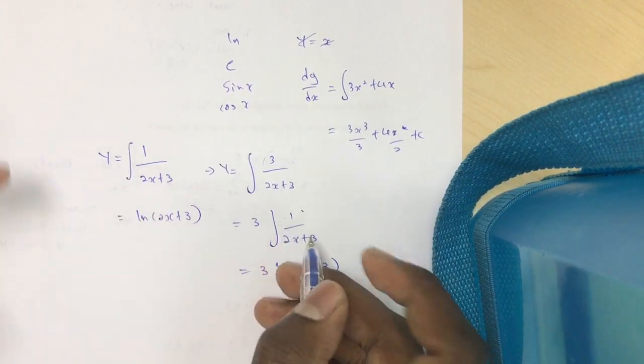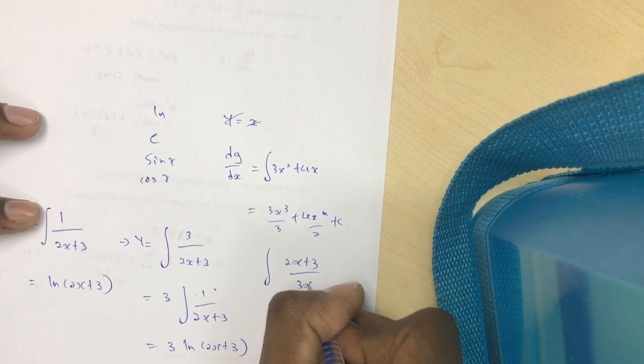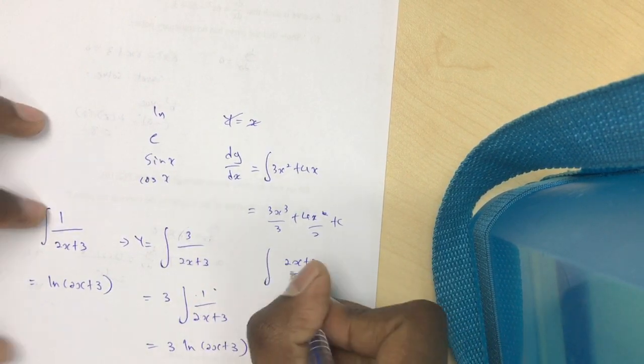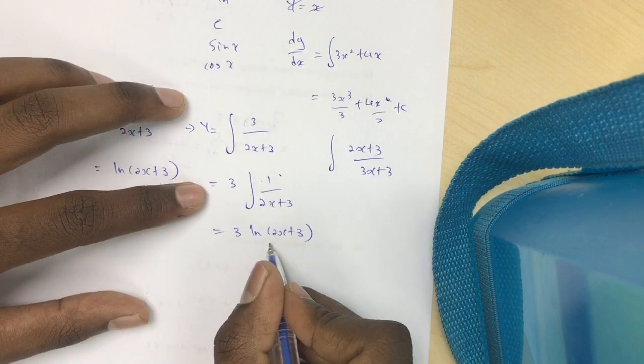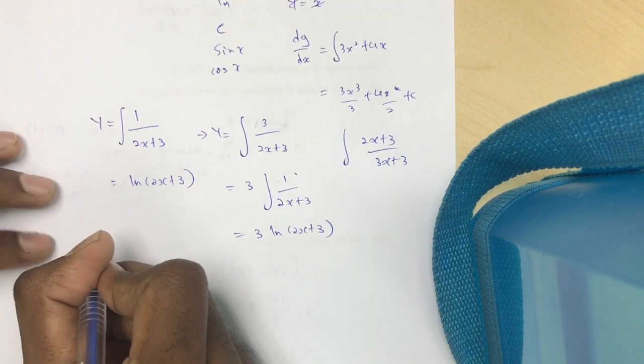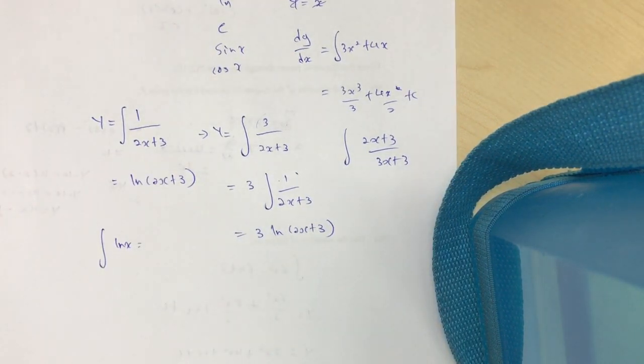What if you have something like (2x + 3)/(3x + 3)? Of course this you cannot extract; we have another way to do that. But remember, anything 1 over, you can straight convert to ln. The next question you ask me: how do I integrate ln x then? It's quite a good question. How do I actually integrate ln?